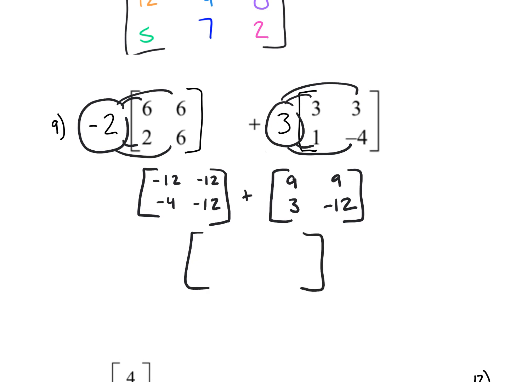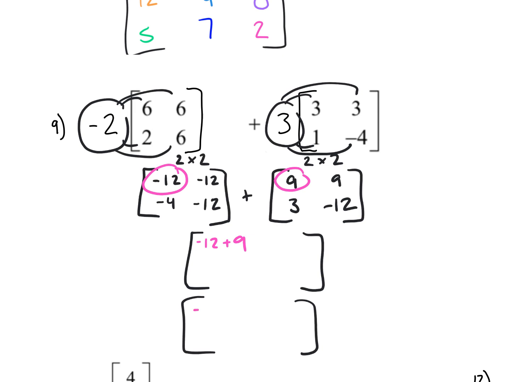What's the size of our first matrix? How many rows? 2. And how many columns? 2. What about the second matrix? How many rows? 2. So they're the same size. Can we add them together? Yes. So what gets added first? Negative 12 plus 9. Tara, what's negative 12 plus 9?